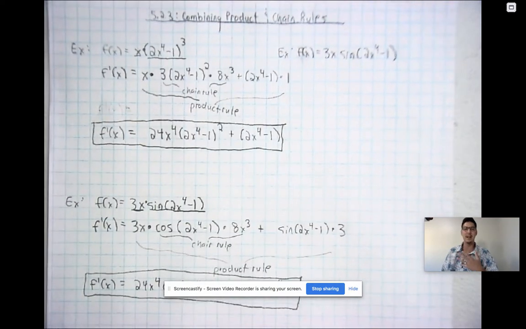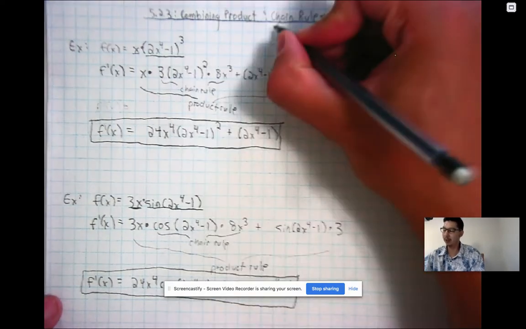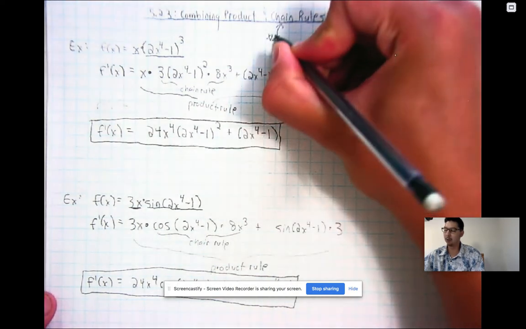So you have to be careful every step of the way, especially being very careful with the chain rule. That's the one that most people forget.